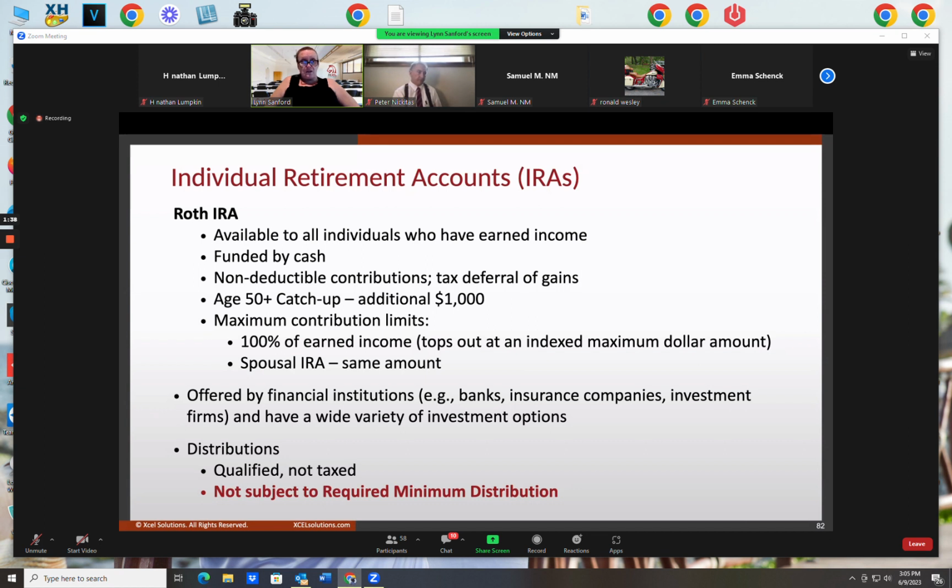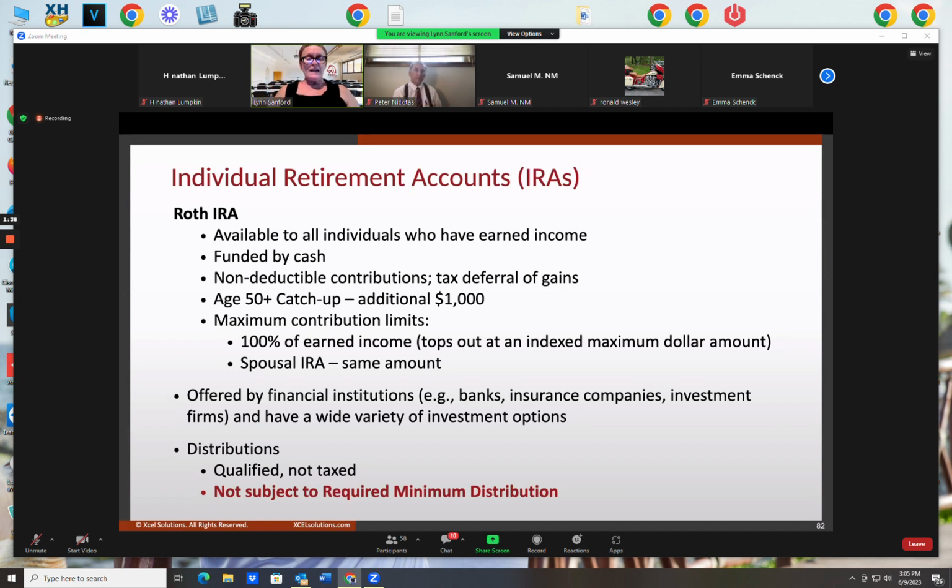If you over-contribute, you're going to get hit with a 6% excise penalty, and you're going to be forced to take the money out. It cannot remain in there, growing on a tax-deferred or tax-free basis. Maximum contribution limits are 100% of earned income, tops out at an indexed maximum dollar amount, and I told you what those maximum dollar amounts are.